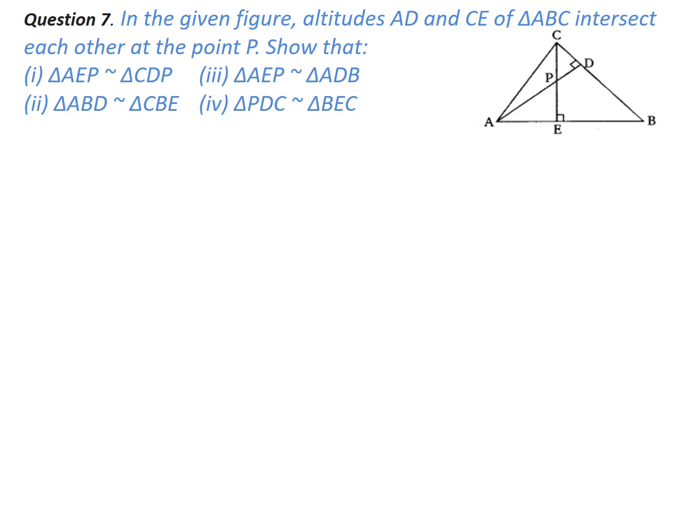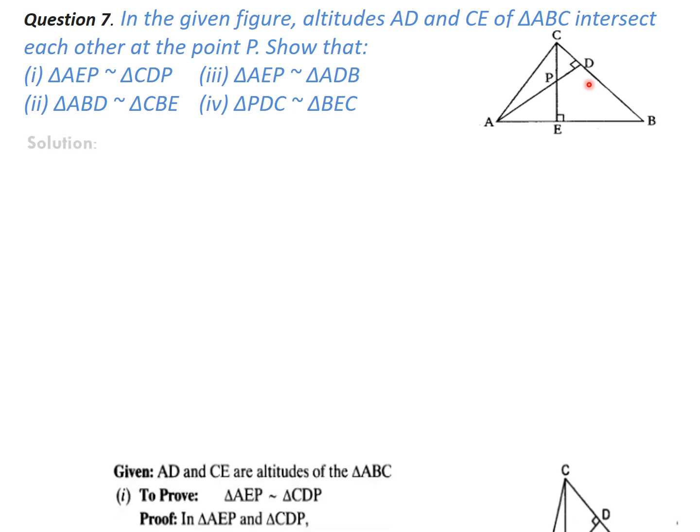Question number 7. In the given figure, altitudes AD and CE of triangle ABC intersect each other at the point P. So here in this diagram we can see we have a triangle ABC, and in it we have AD as a perpendicular on BC and CE as a perpendicular on AB. We know the perpendiculars always make 90 degrees at the foot of the perpendicular. So angle E on both sides is 90 degrees, and angle D on both sides will also be 90 degrees each.